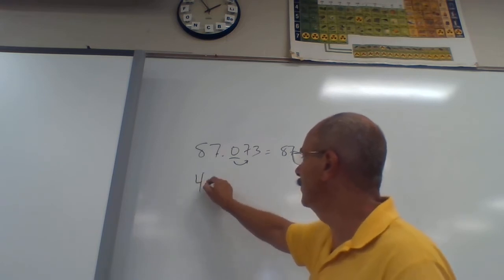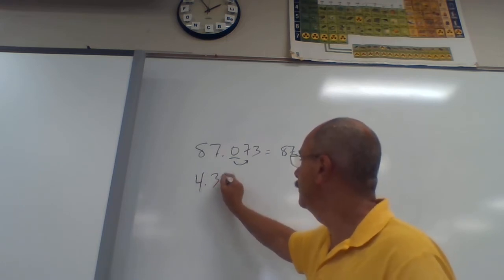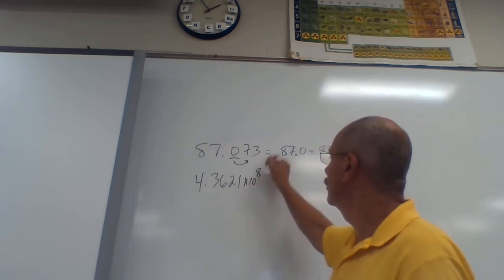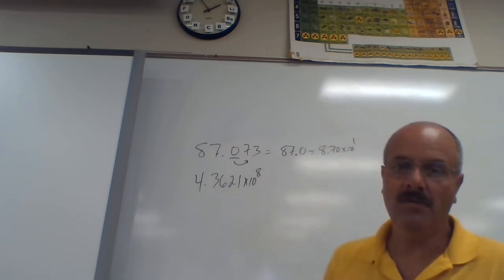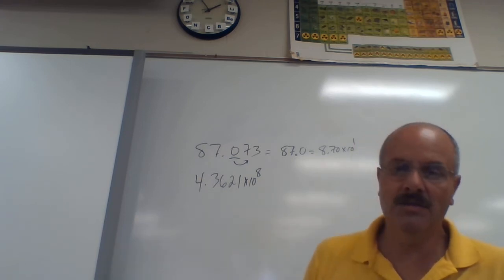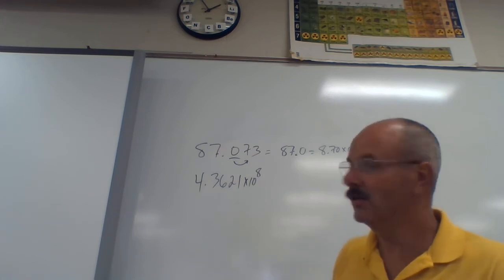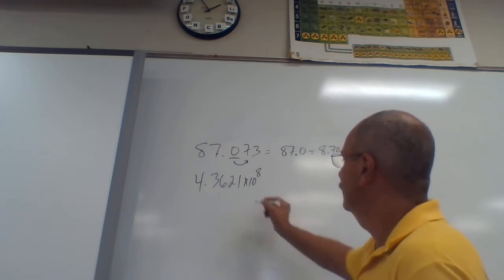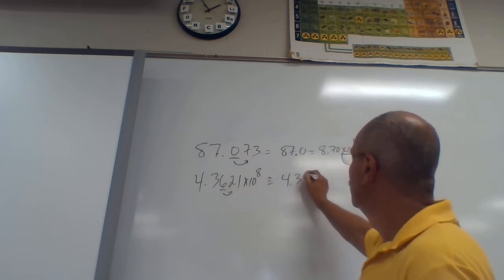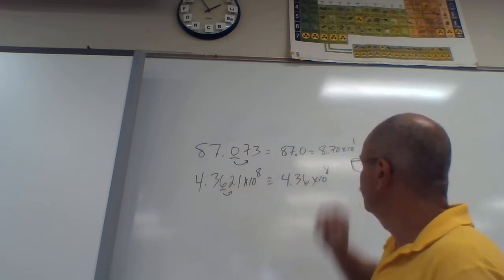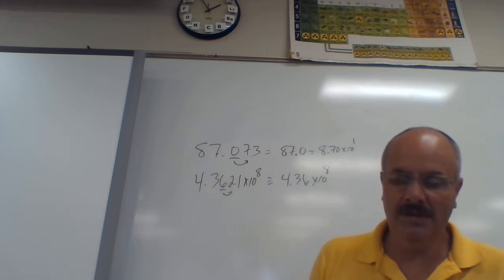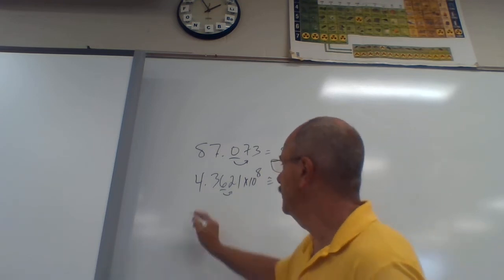Second one, 4.3621 times 10 to the 8th. All right, the times 10 to the 8th, we don't worry about that in regards to significant figures. We're just worried about all this. Well, all those digits are significant. We need the third one. The third one is 6. So we're going to round off the 6 by looking at the 2. So this rounds off to 4.36 times 10 to the 8th. And that one's already written in scientific notation, so I don't have to fix that. That's already done.